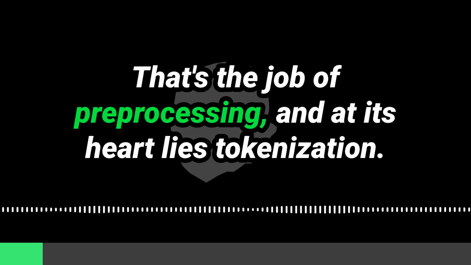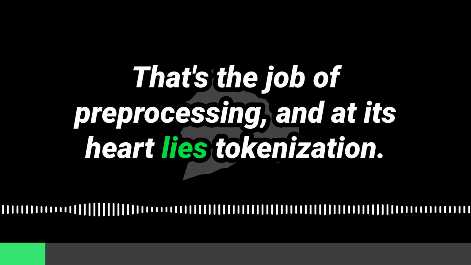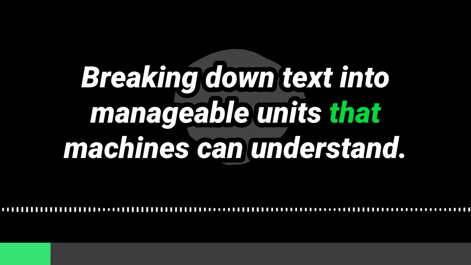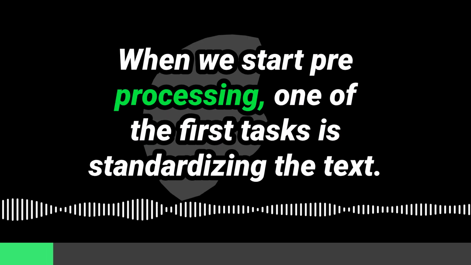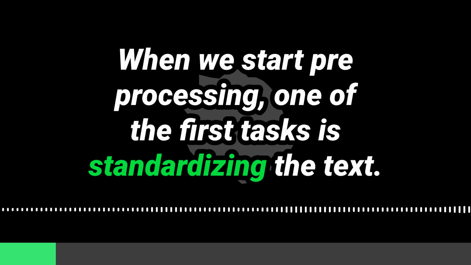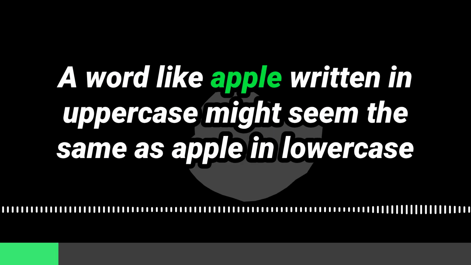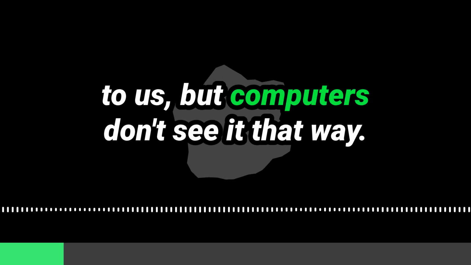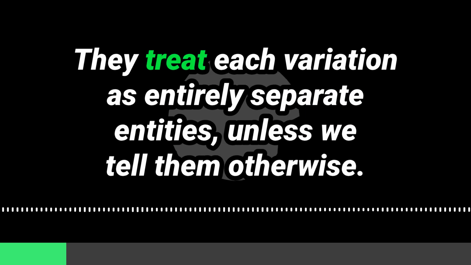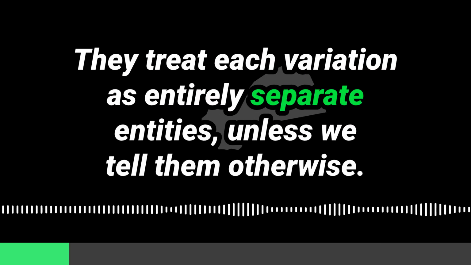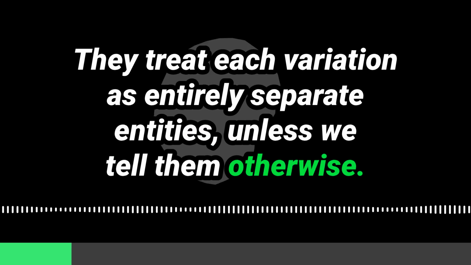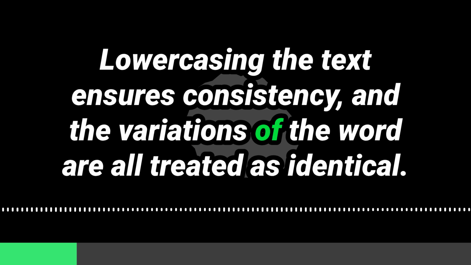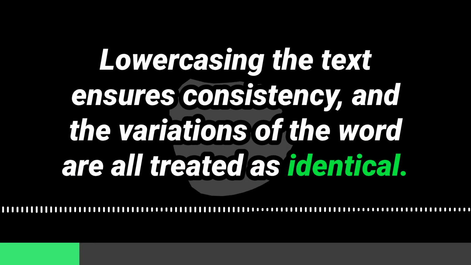That's the job of preprocessing, and at its heart lies tokenization, breaking down text into manageable units that machines can understand. When we start preprocessing, one of the first tasks is standardizing the text. A word like apple written in uppercase might seem the same as apple in lowercase to us, but computers don't see it that way. They treat each variation as entirely separate entities unless we tell them otherwise. Lowercasing the text ensures consistency, and the variations of the word are all treated as identical.